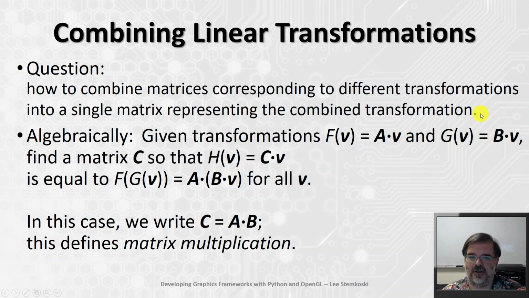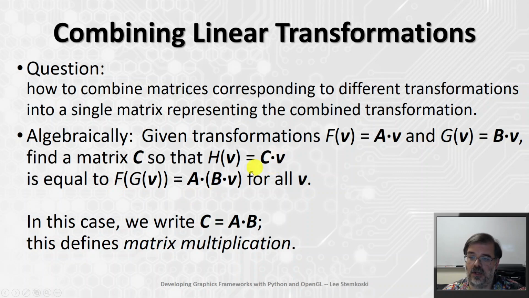Now, the sentence is a little bit hard to make sense of. It's a little bit easier to understand algebraically. Let's say you're given two transformations. Let's say the transformation F consists of multiplying a vector V by matrix A, and you have a second transformation, G, which transforms a vector V by multiplying it by a matrix B. So what we'd like to do is find a transformation which represents the combination of F and G. In other words, we want to find a new transformation H and its associated matrix C, such that this new transformation H has the same effect as the transformation G followed by the transformation F.